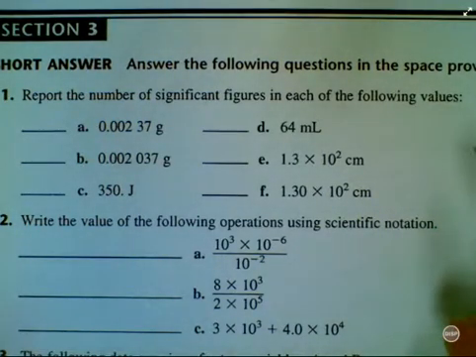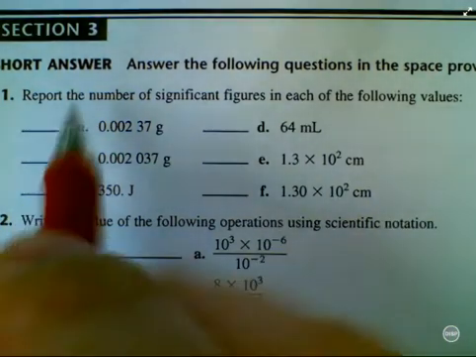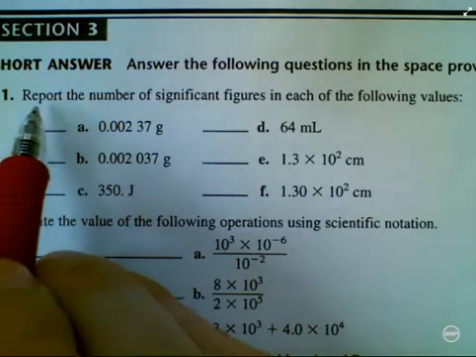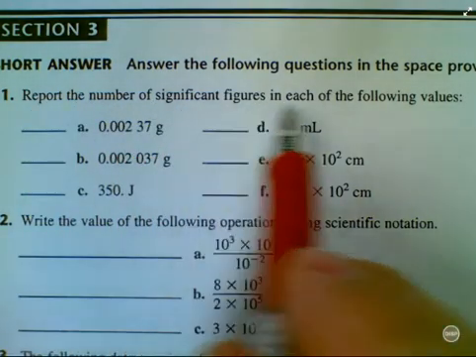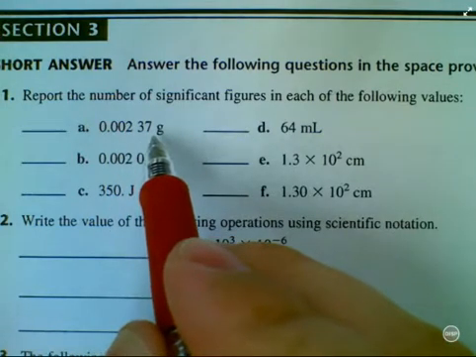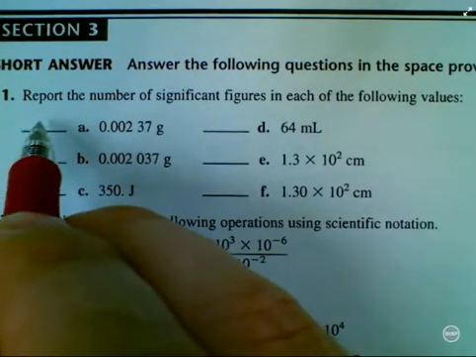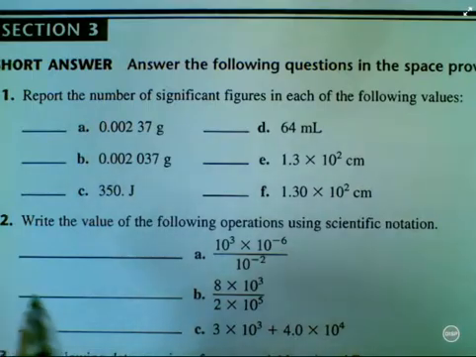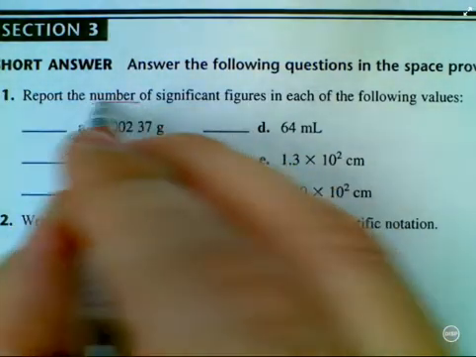This was misunderstood by a lot of students. They think that they're supposed to report the significant figures. That is to say, if the 2, the 3, and the 7 are significant, that they are to write 2, 3, 7 as their answer. No, it's report the number of them.